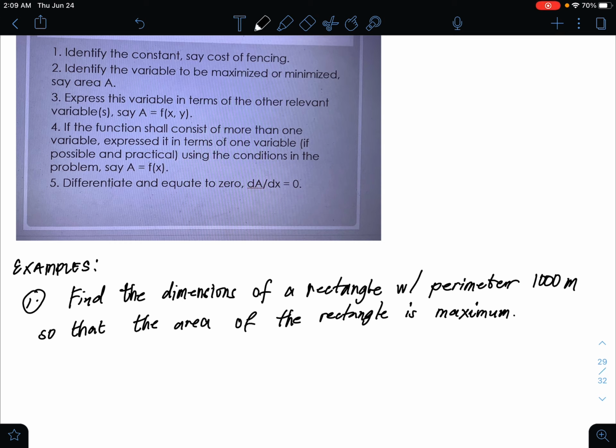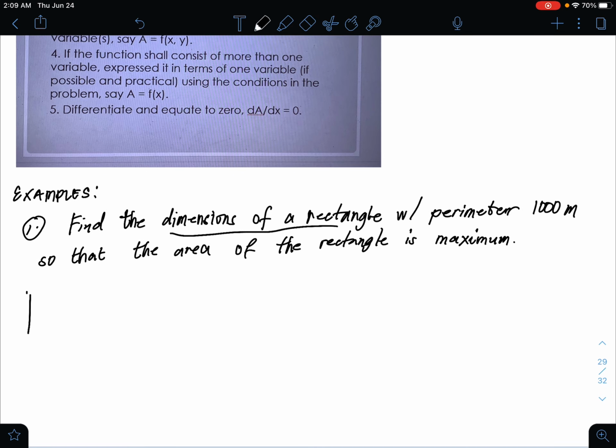So this one is very easy, no? First step is identify the constant. So ang pangipangita is ang dimensions of a rectangle. So we all know that the dimensions of a rectangle is length, so this is the length, this is the width. Let x as the length and y as the width, no?